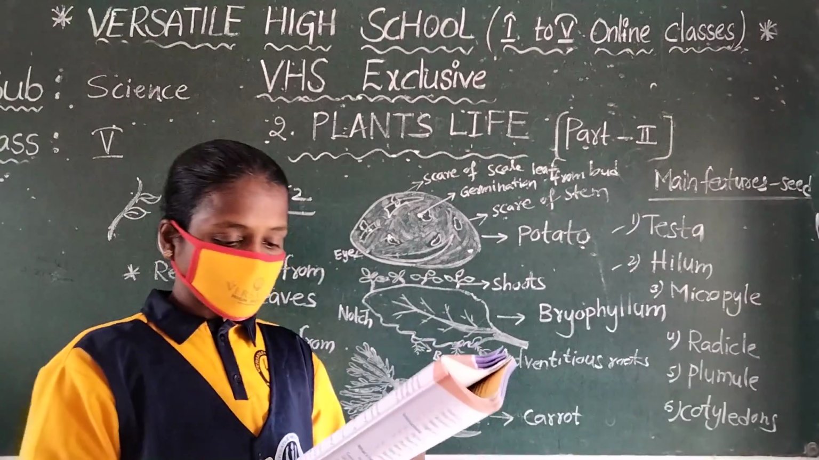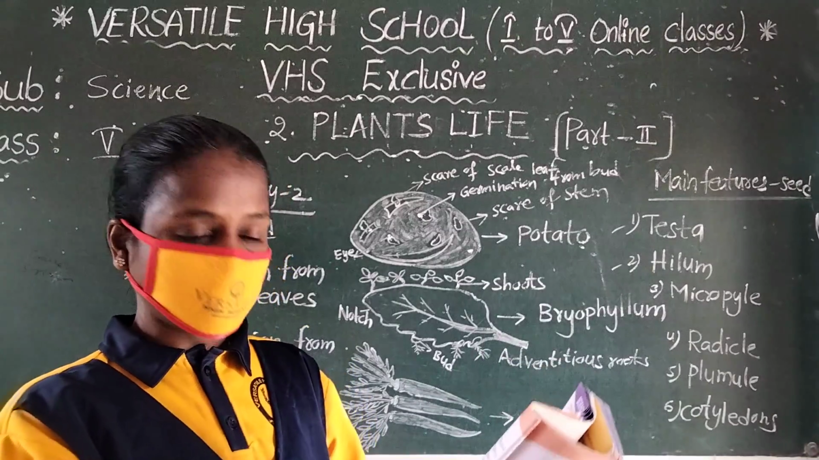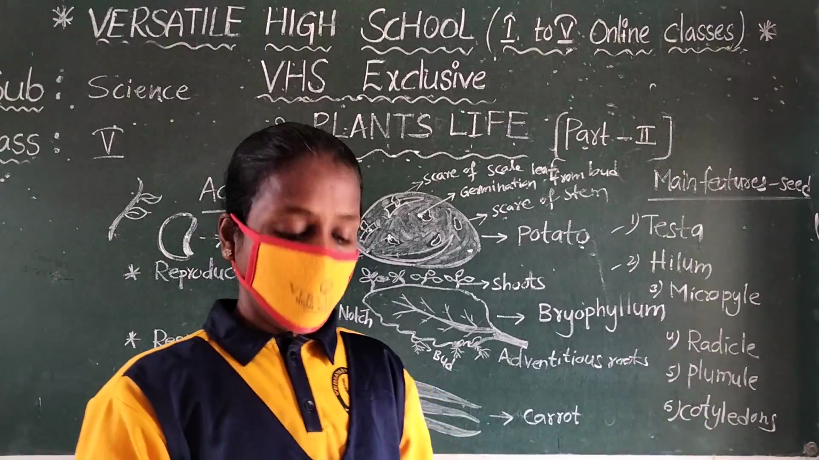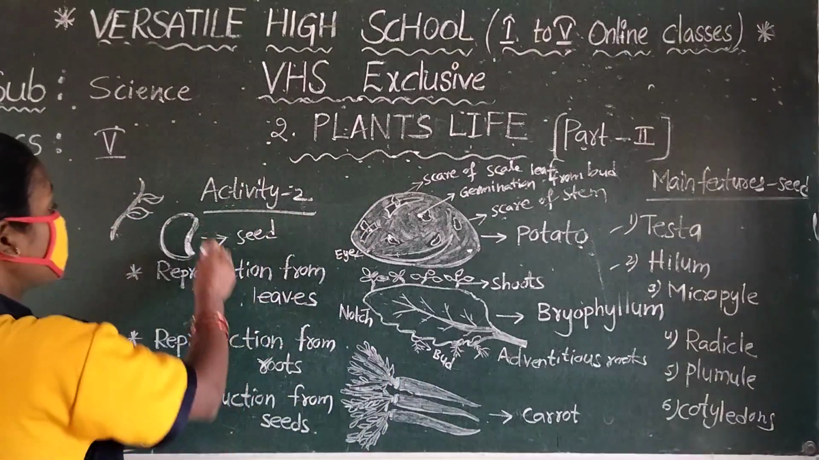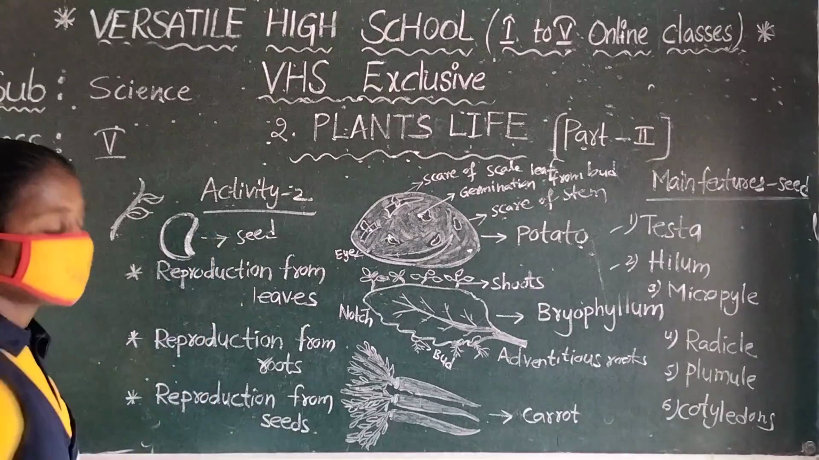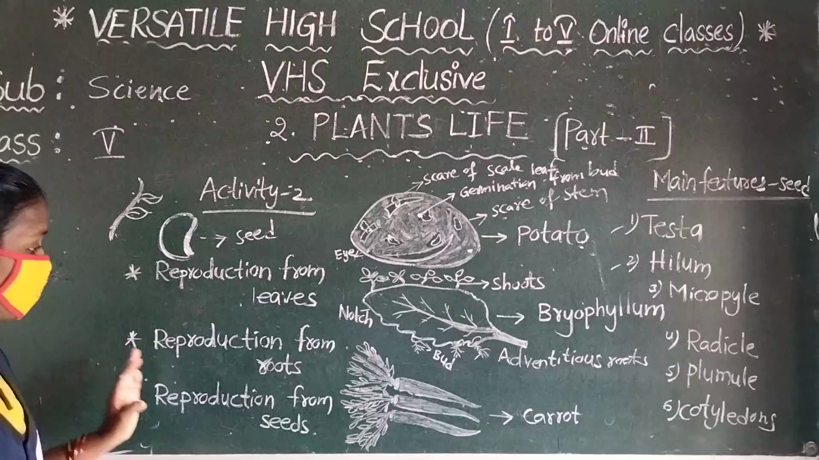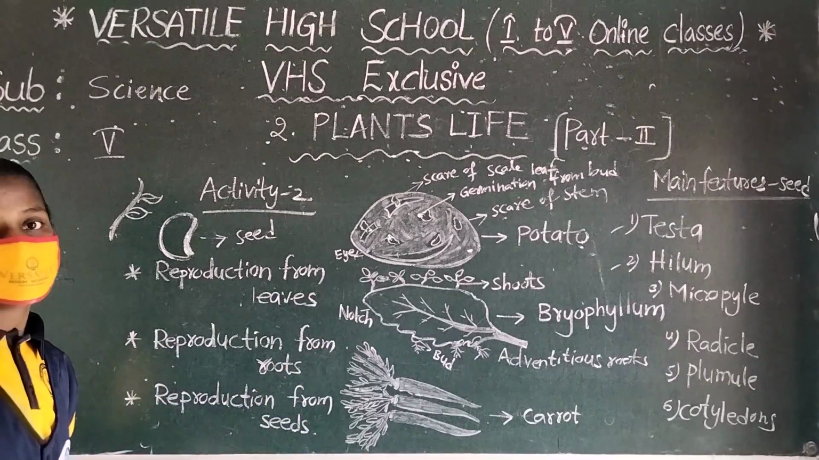And find the result during early stages of germination. In most plants, the cotyledons come out of the testa. You know the testa? This is the hard part called the testa. These are the reproduction from leaves, reproduction from roots, and reproduction from seeds.